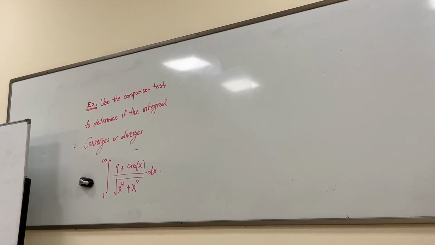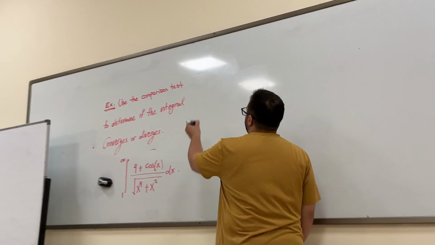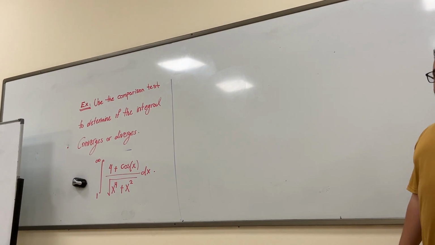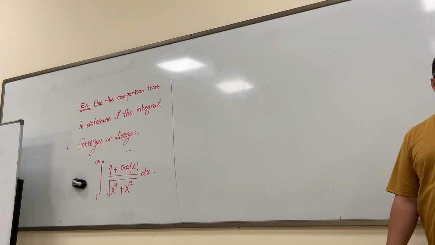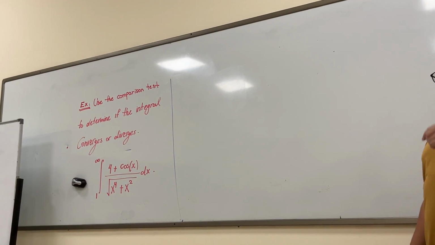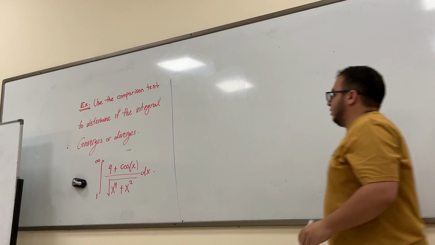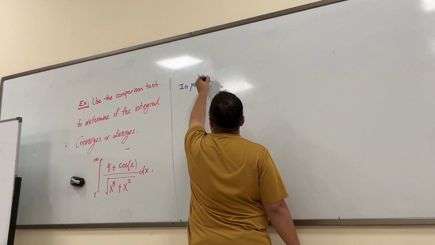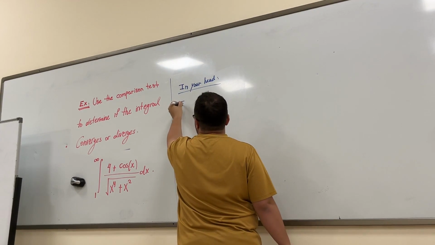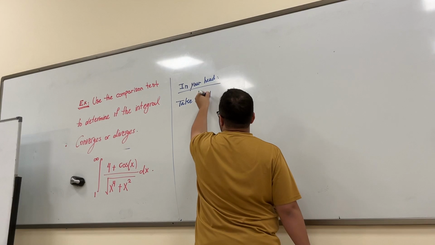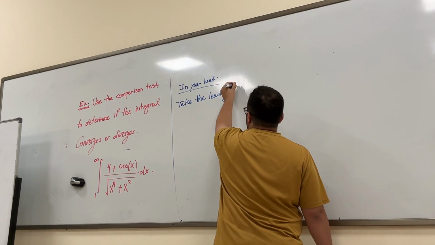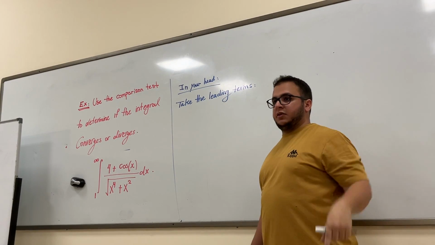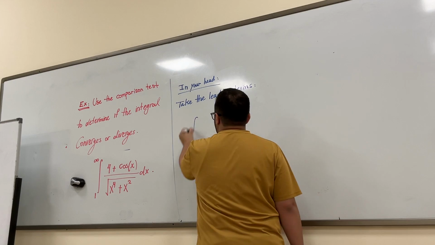So now, how do I solve this question? We're going to do it in 2 steps. One procedure in my head, and then the other procedure is using inequalities. So, in your head, I want you to take the leading terms. What are the leading terms? You understand what I mean by leading terms? The terms that have the highest degree. So what's the leading term on the numerator?